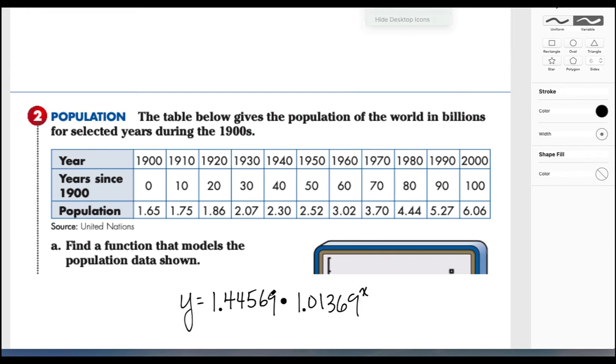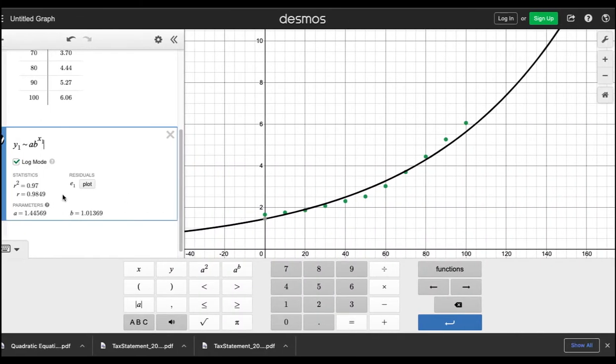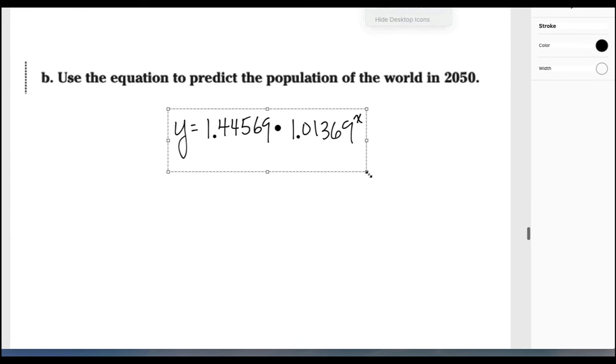So this is the equation we get as we try to find that function. We realize that Desmos gave us the A value and the B value as we did exponential regression. So using this equation, we're supposed to predict the population of the world in 2050.